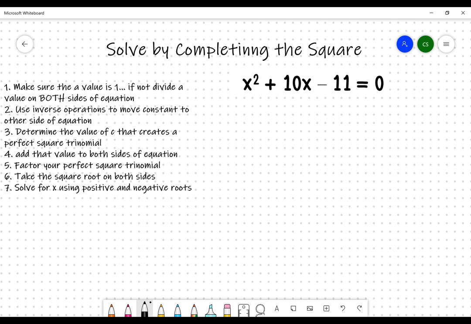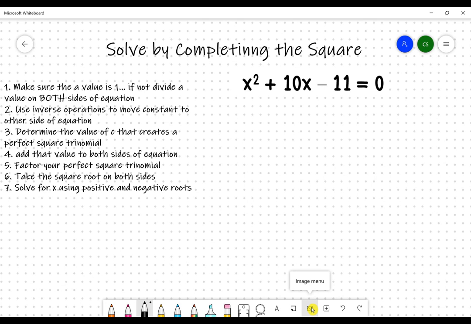All right, so today we'll be solving quadratic equations by completing the square. If you did not watch our lesson on intro to completing the square, you really should watch that before you start doing this assignment. All right, so I have a quadratic function: x squared plus 10x minus 11 is equal to 0.